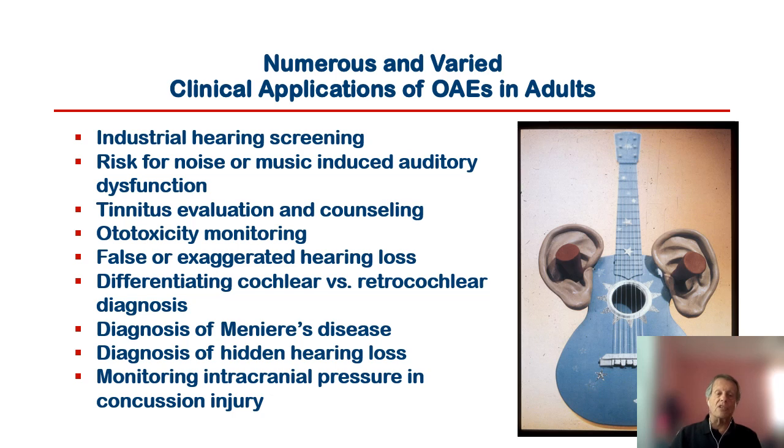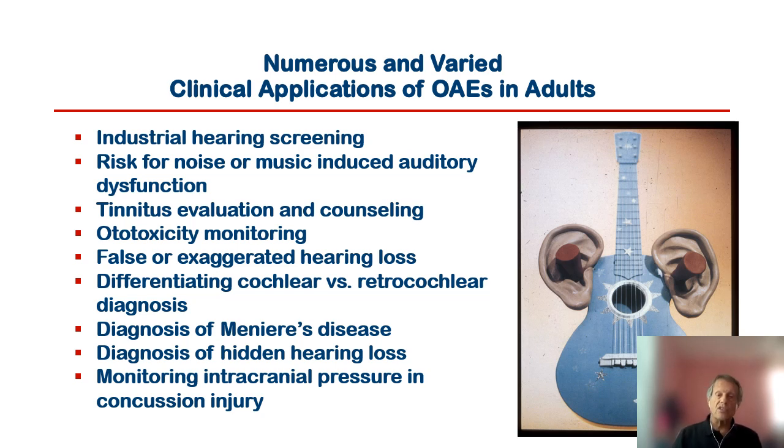We can use them as a screening technique in people who are at risk for noise exposure or music exposure. Very quickly, we can rule out cochlear dysfunction in those patients. I've already mentioned how OAEs can be used in tinnitus assessment and counseling. If a patient has bothersome tinnitus, even if their audiogram's normal, an abnormal OAE finding will validate, prove that they really do have an auditory problem. It's not just in their head. They're actually experiencing tinnitus because the hair cells in their ear are not functioning normally.